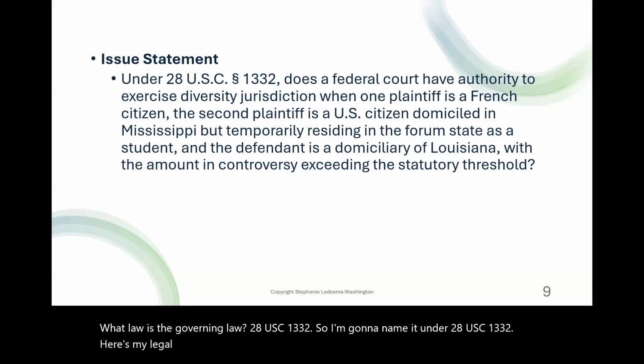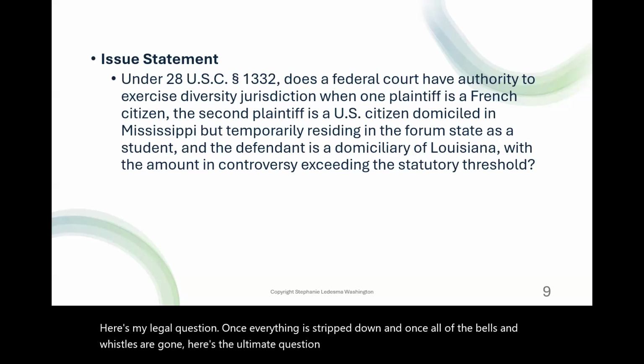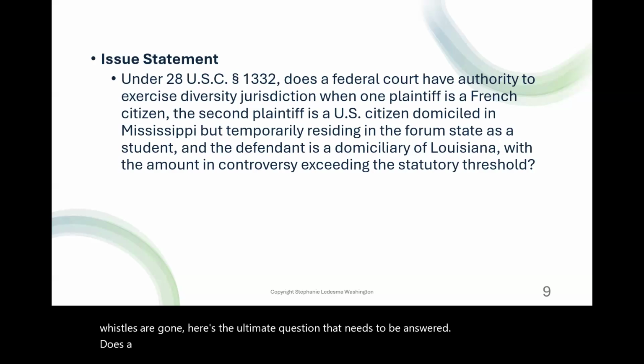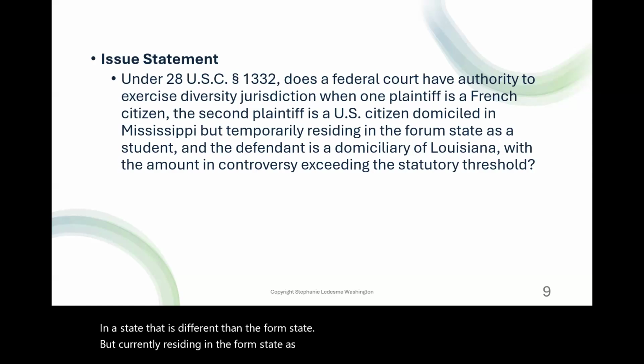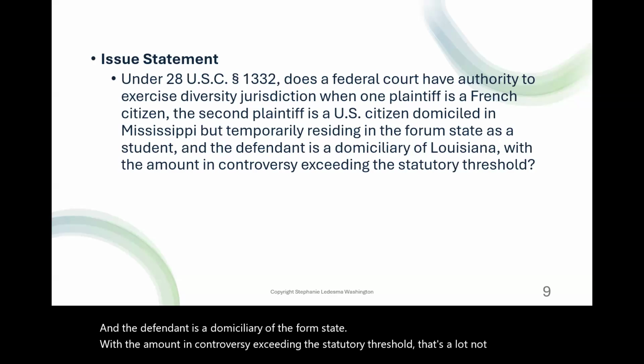Once everything is stripped down and once all of the bells and whistles are gone, here's the ultimate question that needs to be answered. Does a federal court have authority to exercise diversity jurisdiction when one plaintiff is a French citizen, the second plaintiff is a U.S. citizen, domiciled in a state that is different than the forum state, but currently residing in the forum state as a student, and the defendant is a domiciliary of the forum state, with the amount in controversy exceeding the statutory threshold. That's a lot. I really did it all, right?